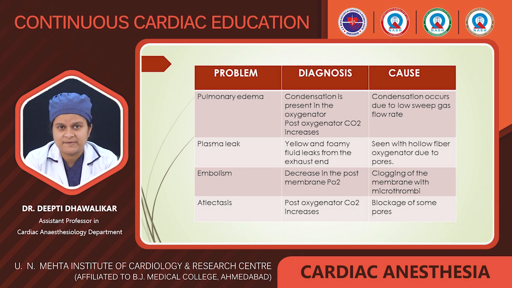Then if the problem is plasma leak, then yellow and foamy fluid will be seen at the exhaust end, and it is usually seen with hollow fiber oxygenator. If the problem is embolism, then again there will be decrease in the post-membrane PO2 levels, and it usually occurs because of clogging of the membrane with microthrombi. And if there is atelectasis, post-oxygenator CO2 will increase, and it usually results because of blockage of some pores of the oxygenator.